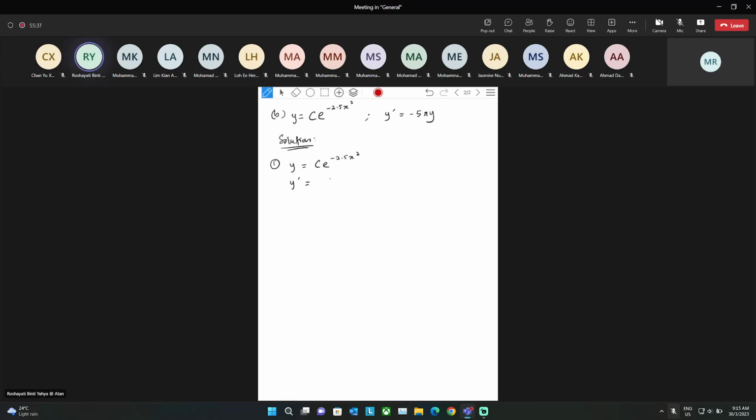Anyone? If you get your answer, please share with us. Negative 5 C exponential negative 2.5 x squared, times x. Any other answer? Okay, I hope everyone gets the same. Okay, this one is correct.